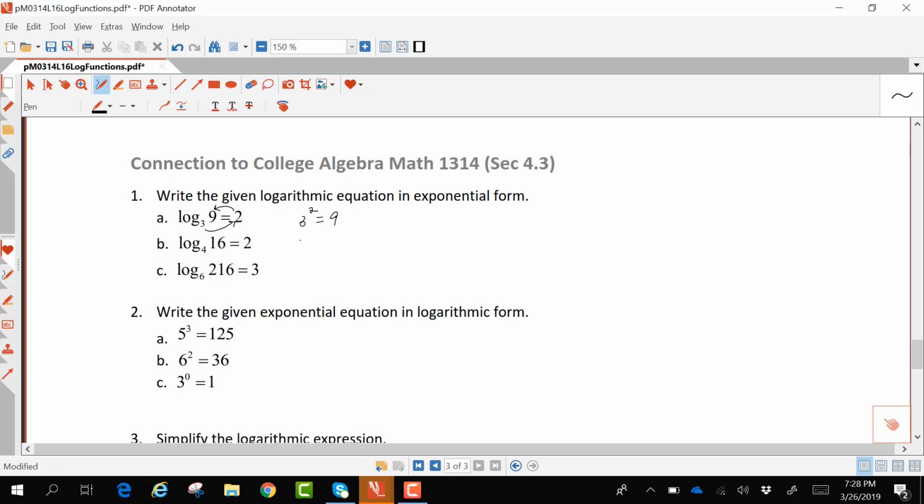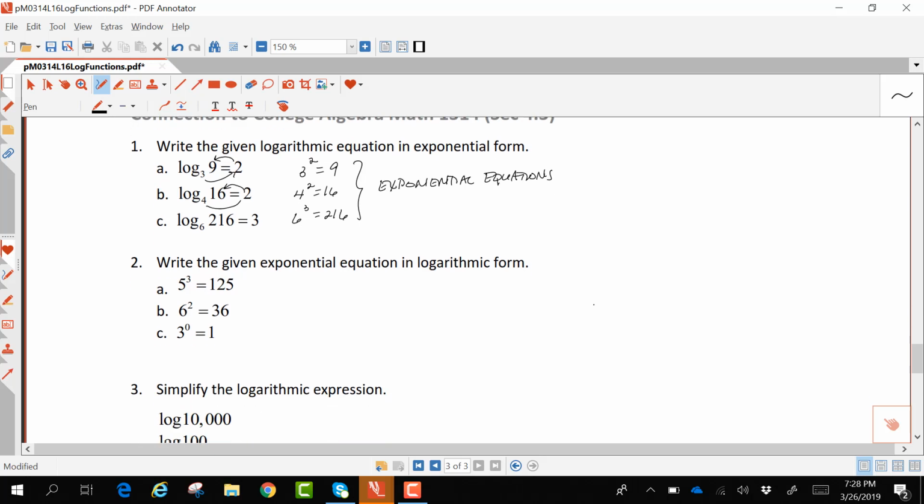In part B, I would make the same pattern, kind of a little loop here. 4 to the power of 2 would be 16. In part C, 6 cubed would be 216. What I have written are exponential equations, so I converted the logarithmic equations into exponential equations.